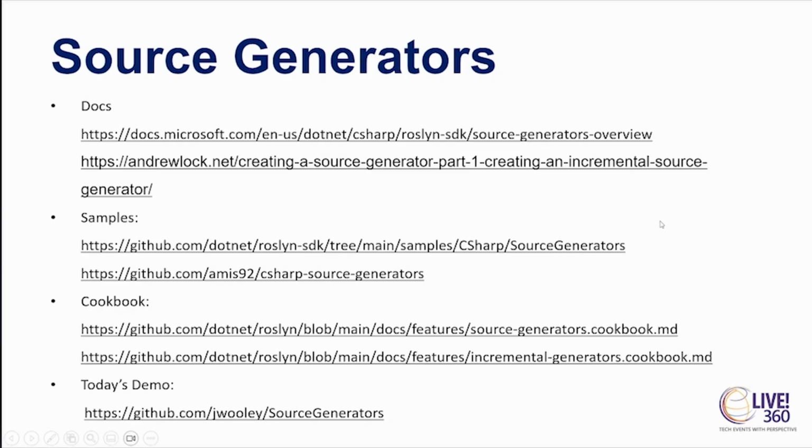Then there's the samples from the source generators, and there's the cookbook. And the cookbook is sort of the design principles and general guidelines of what you should and shouldn't do for source generators in and of themselves. And then they not only have the cookbook for the first version of source generators, but there's also a cookbook for the incremental generators as well.